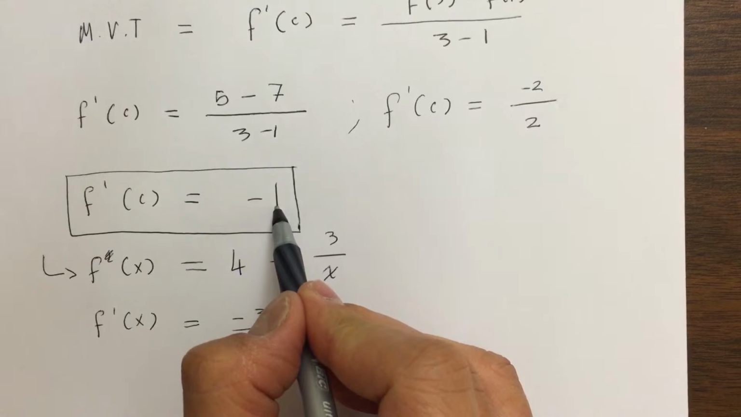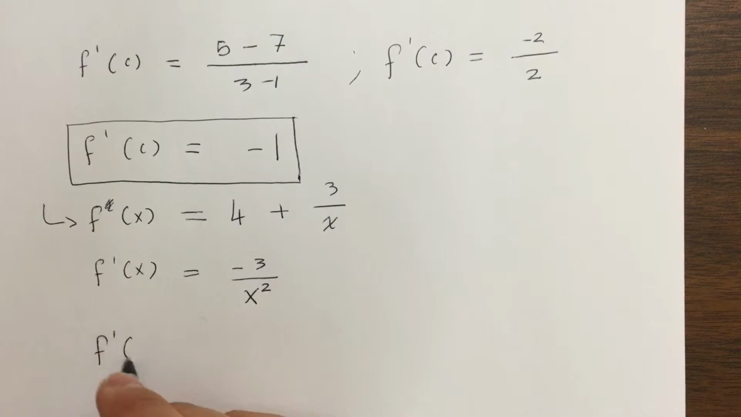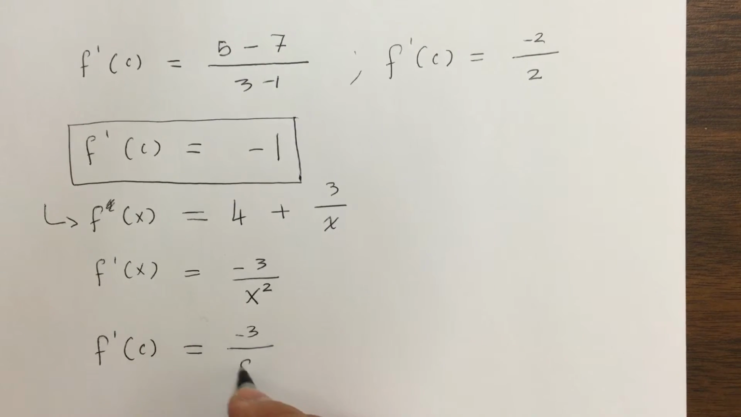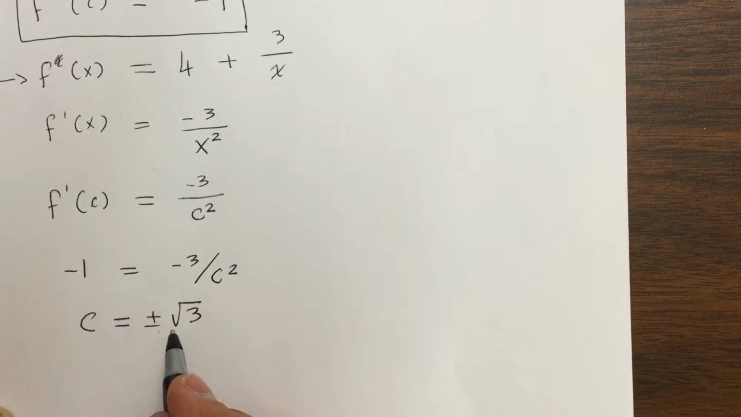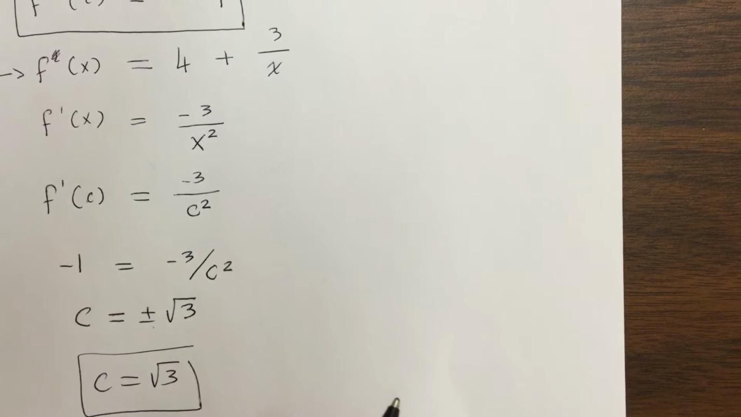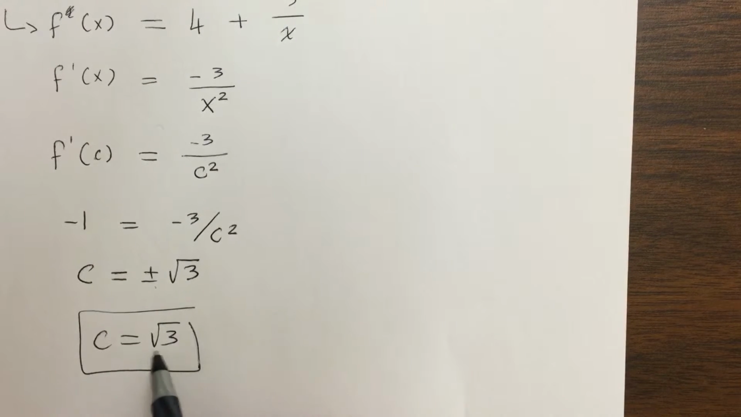Then we take negative 1 and replace it in here. You can replace the letter x with the letter c, take negative 1 and replace it in here, and then solve for c. If you solve for c correctly, you will see that c is equal to plus or minus root 3. Now, minus root 3 is not in our domain. And so root 3 is the only answer, and that is option C.